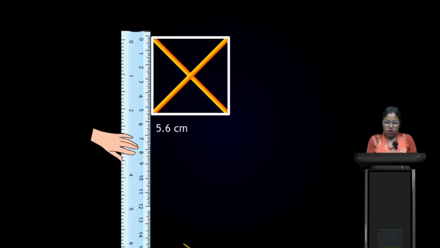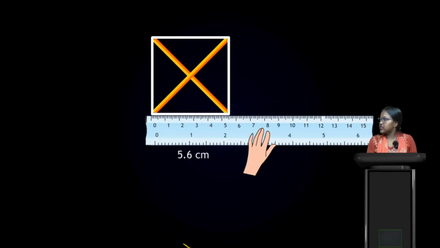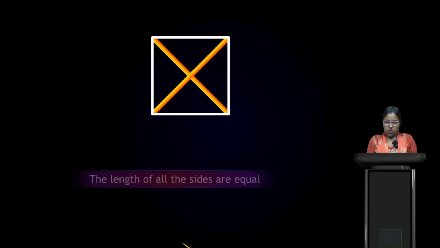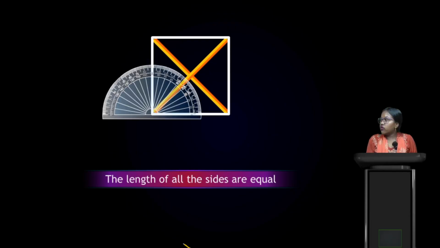Okay, so when we are measuring all the sides, you see it came 5.6. Another side, this one also came 5.6, another side 5.6, another side also 5.6. That means all sides are equal. Now again we are having two conditions. It can be a square or it can be a rhombus. So let's see what we know.